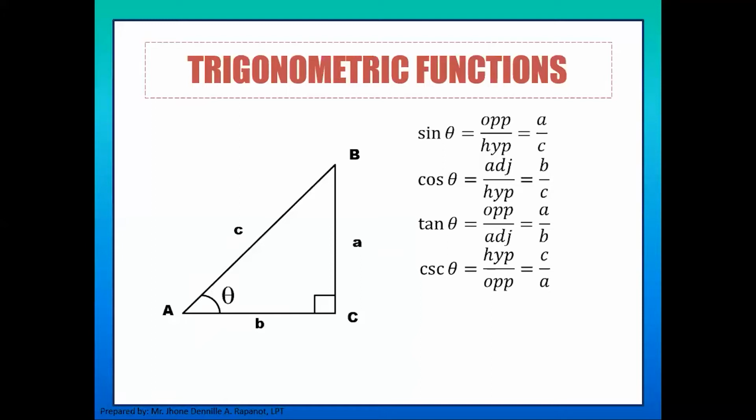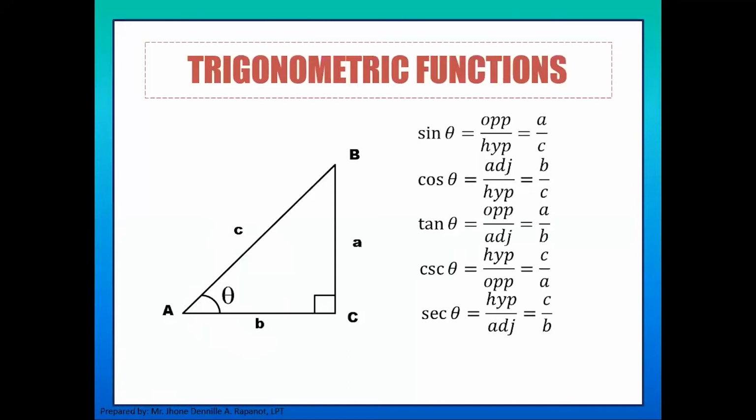For your secant, we compute that using hypotenuse over adjacent. Our hypotenuse still is the C. Our adjacent is still the B, in response to the position of angle theta. We have this equation. Secant theta is equal to hypotenuse over adjacent, equal to C over B.